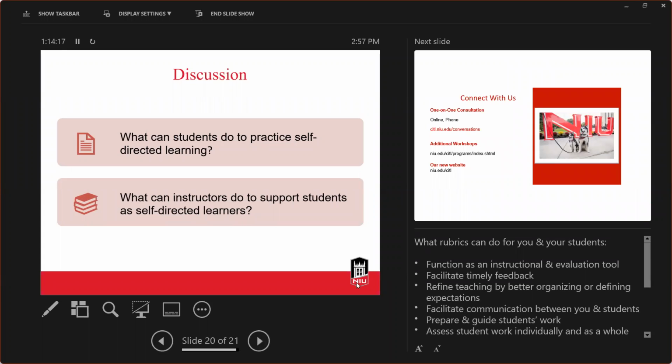And if you're thinking about courses that you teach, what's one thing that you think you might do that students could practice the self-directed learning cycle, and what you as an instructor could do to support students with that self-directed learning cycle?